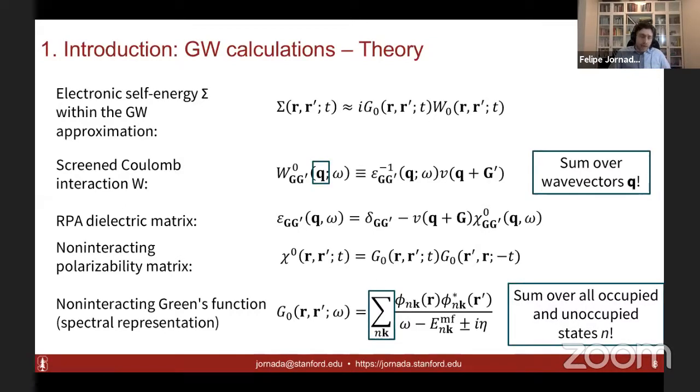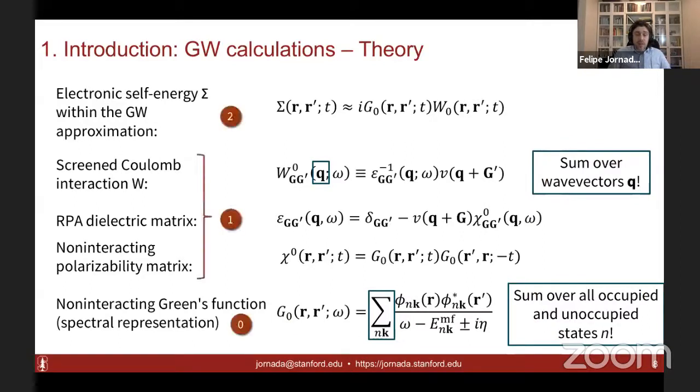And the first thing that we have to realize is that the screened Coulomb interaction W depends on wave vectors Q. So naturally, we know that all of our calculation will involve a sum over the Brillouin zone, involving wave vectors Q. And if you look at this form of the Green's function, you see that it involves a sum over wave vectors K and a sum over bands M. So it also means that in principle, if you want to compute this Green's function G, you have to sum over all occupied and over all unoccupied states N.